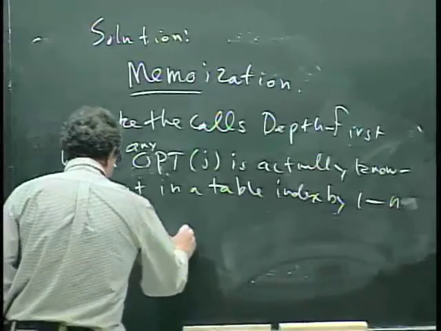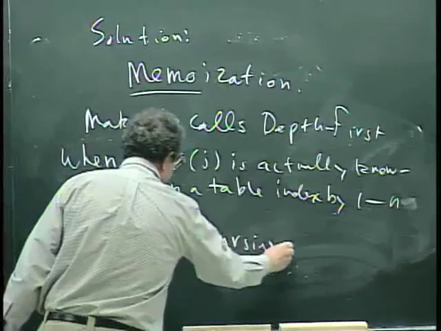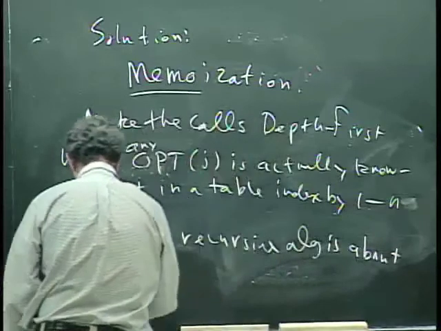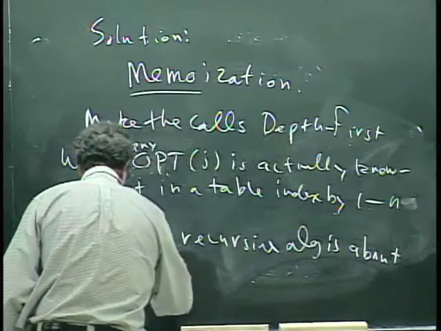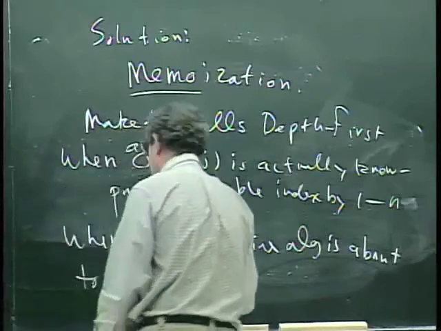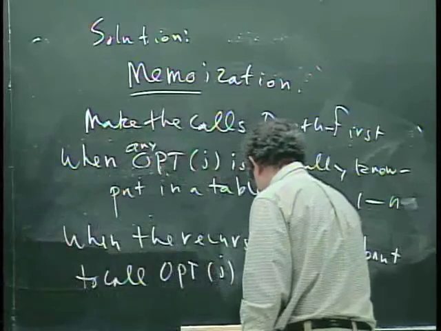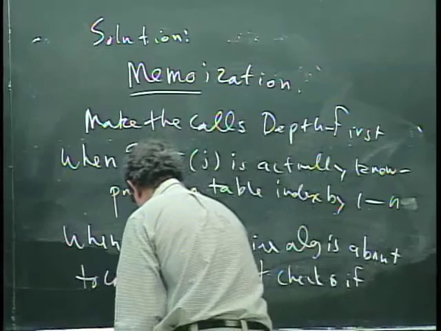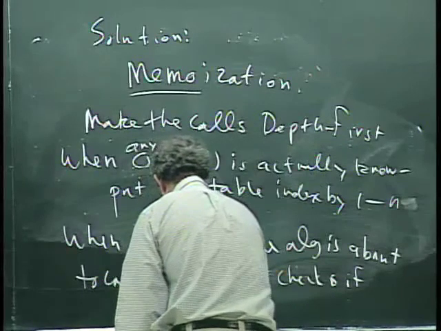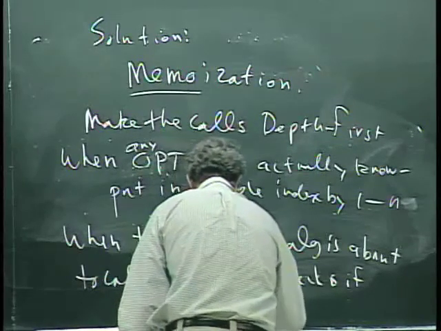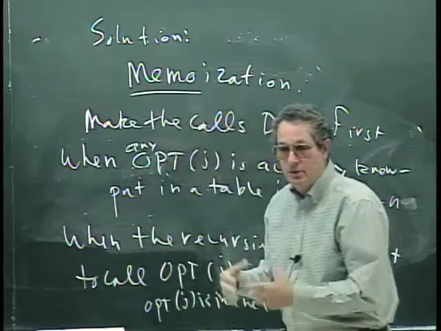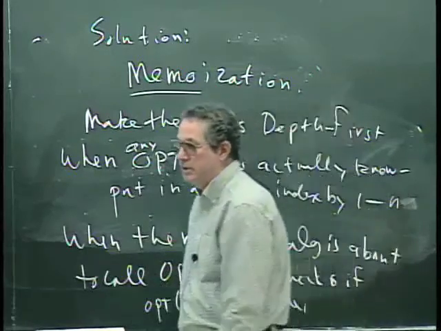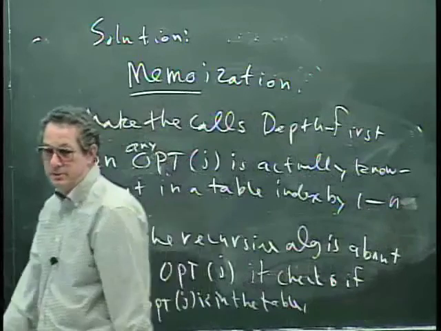When the recursive algorithm is about to call opt_j, instead of just automatically calling it, it checks if opt_j is already in the table. If it's already there, you know the value. You don't have to do all those recursive calls. You've already got the value, so you can use it in the computation. Otherwise, you actually do the recursive call.